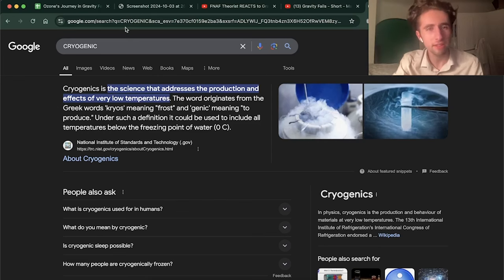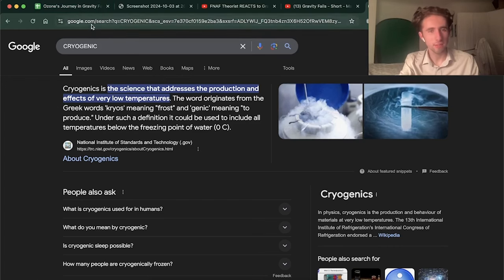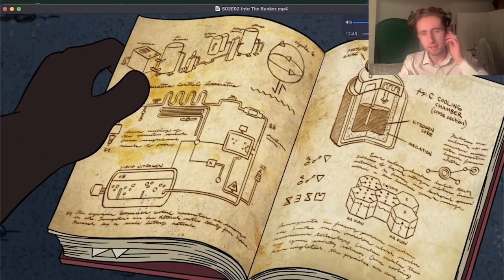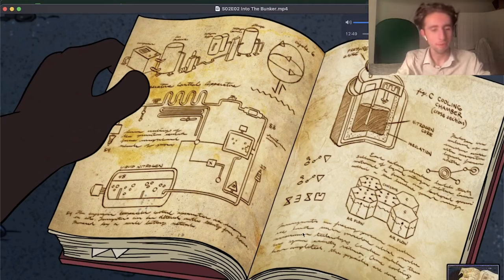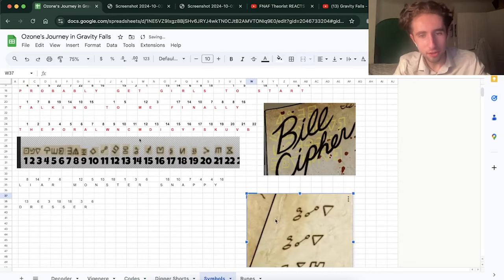There's theories about cryogenic chambers and stuff like that, and you can bring things back to life and stuff. It's a load of BS in my eyes, but it's made from people that are very, very smart. So let's take this code right here, and we can solve it.